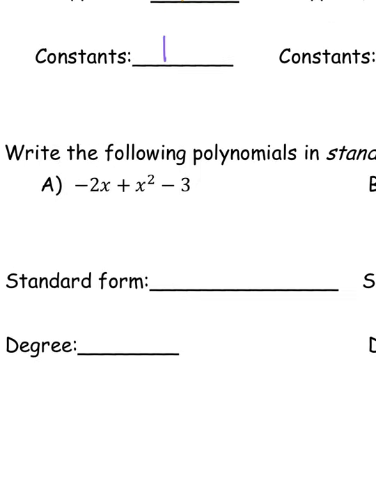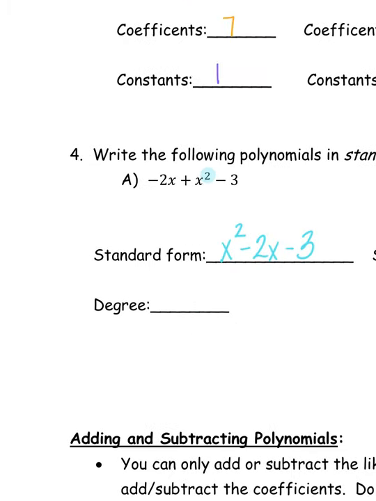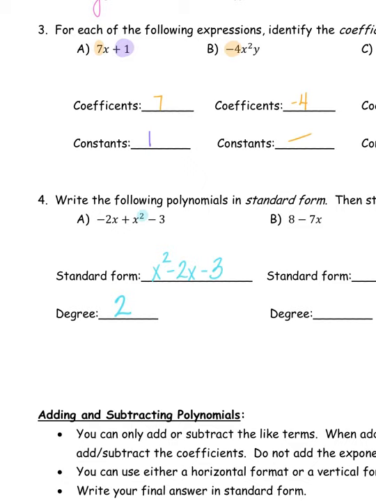My highest exponent here is a 2, so it's going to go first. So I have x to the second minus 2x minus 3. And my degree is that 2. That's the highest degree, so the degree here is 2.